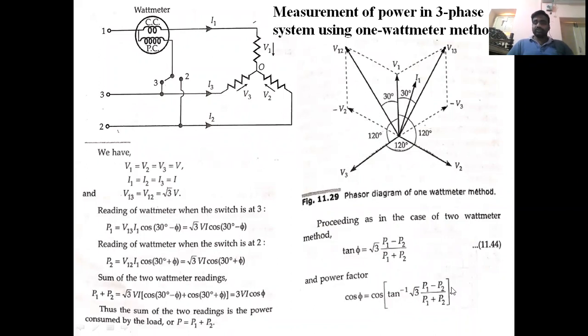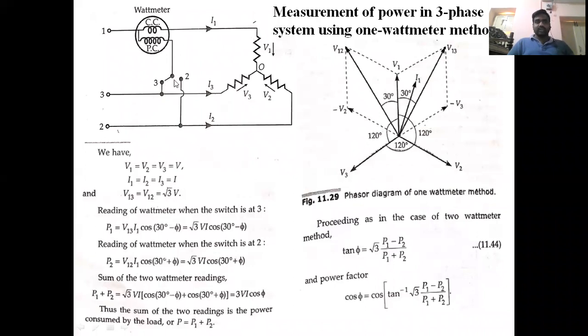Someone posted a query in the chat, let me explain. How can we connect the single wattmeter with respect to three-phase systems? So that's what we are analyzing. It's a simple query, as you posted in the chat. How can we connect a single wattmeter? The current coil is connected in series to the first line.